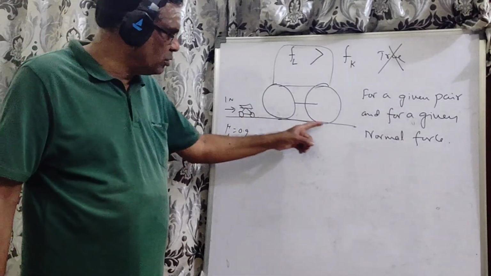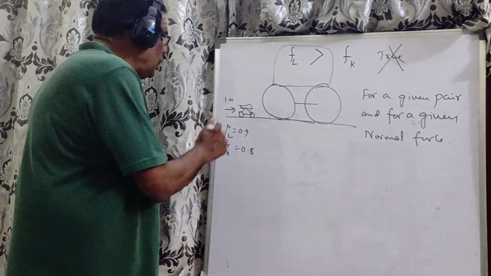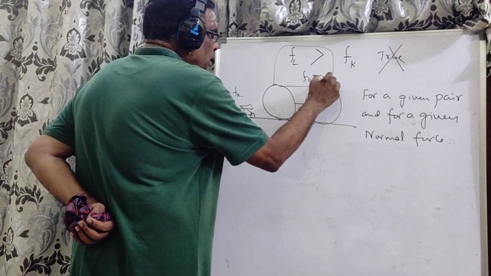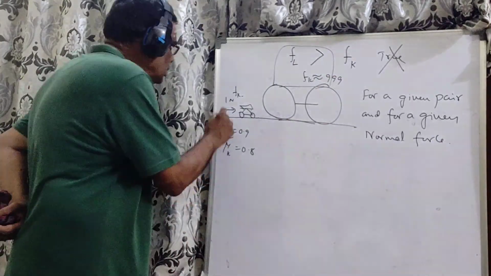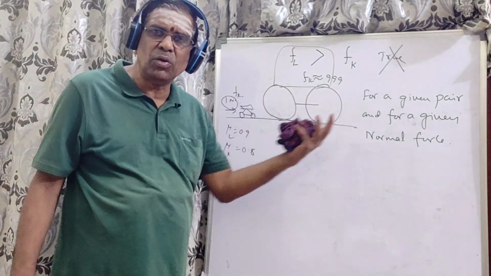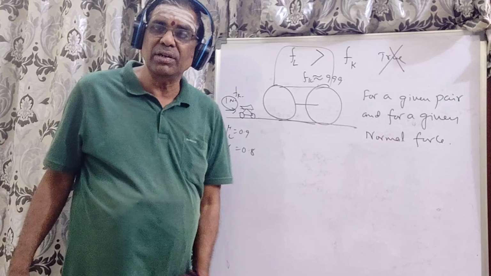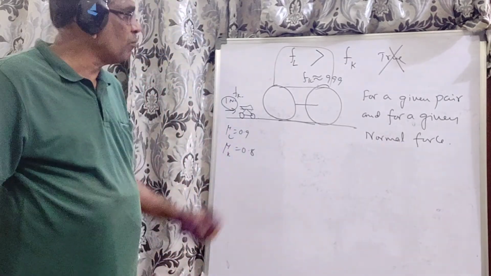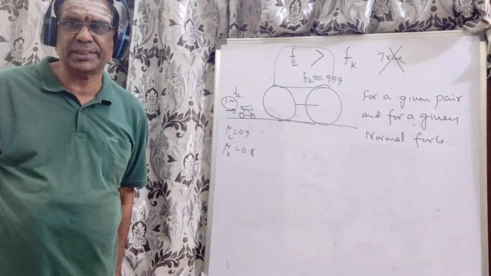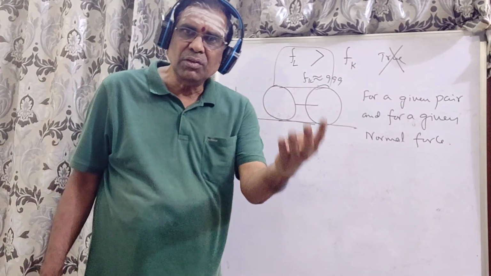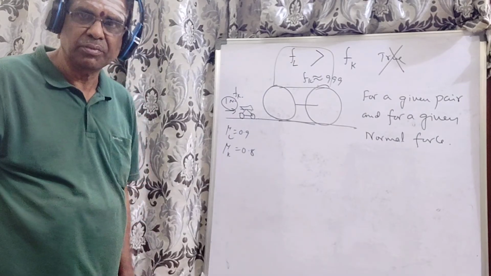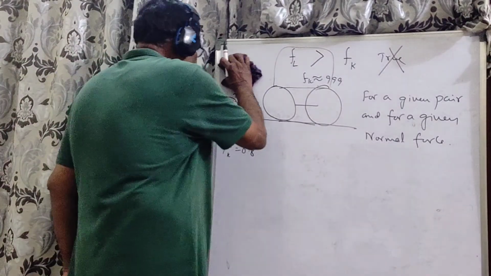Therefore, same pair of surfaces, but here Fk, what is Fk here? Maybe 999 newtons. What is Fl here? Fl is far more than Fk, although for a given pair of surfaces. That is why, whenever you compare Fl and Fk, normal force must be fixed. For a given normal force, for a given pair of surfaces, yes, Fl is greater than Fk. Is that clear to you? Right.